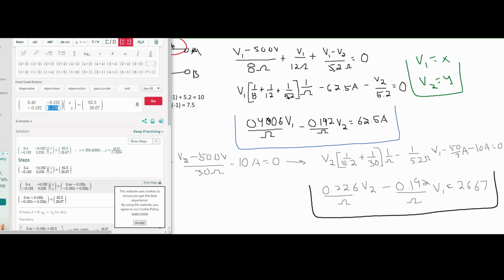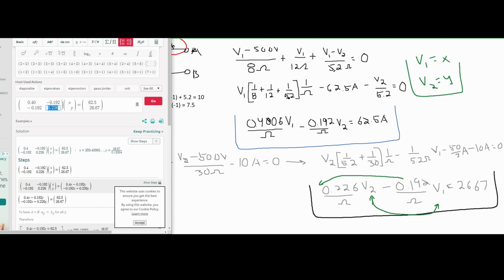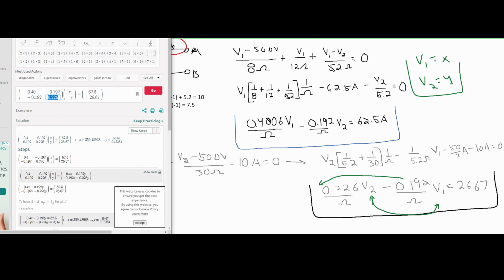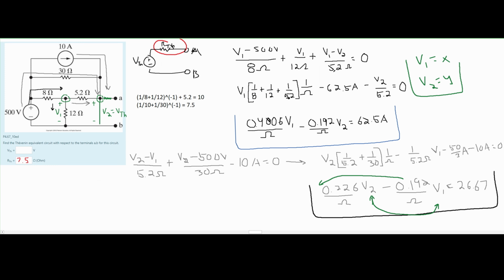These are written backwards in the notes right here, or in the problem solving right here. This should be in the V1's place. If we were to reorganize this, V1 would be out front, and then this V2 would be right here. And then this is equal to 62.5 and 26.67. When we do this, we're going to see that our Y is 56.67 over 0.13384. If we plug this into a calculator, we're going to get the result 423. So our answer for our VTh is 423 volts approximately. That's how you do this problem.